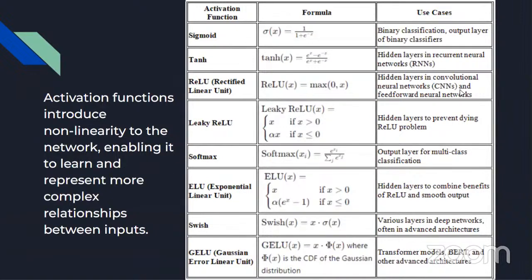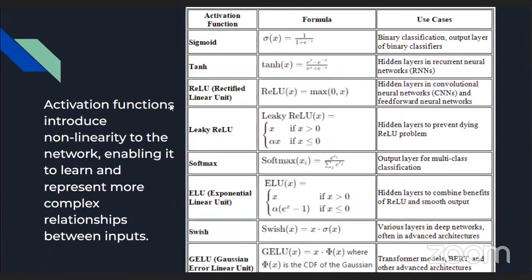So these are most of the activation functions which are used. Basically, what does an activation function do? It introduces non-linearity into the network so that the network can learn, right? Some of the important activation functions are on the screen, like sigmoid. The formula is also mentioned. Sigmoid is used basically for binary classification. It is used in the output layer.